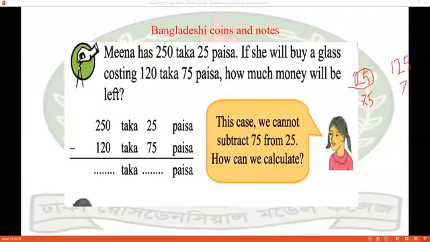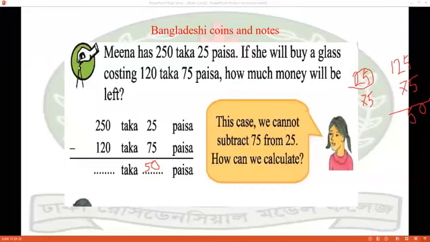And you have to subtract from it 75 paisa. So 5 minus 5 will be 0, and there will be 50 paisa. So you can write 50 paisa. But here you have to remember and be careful about it.